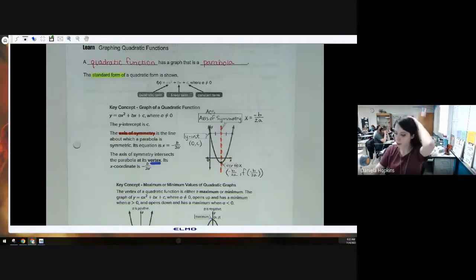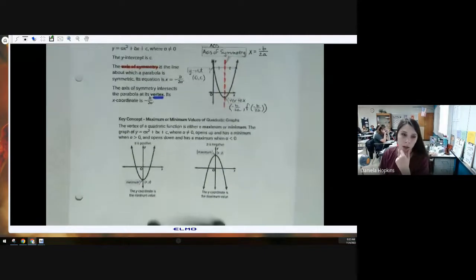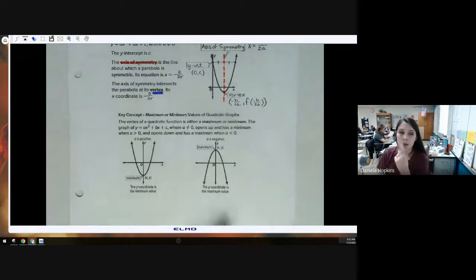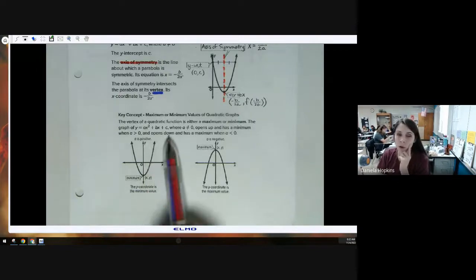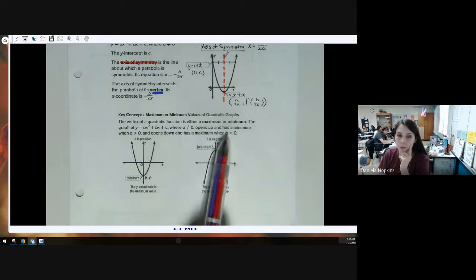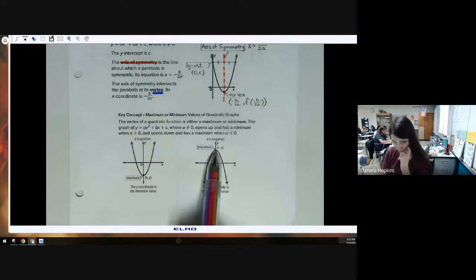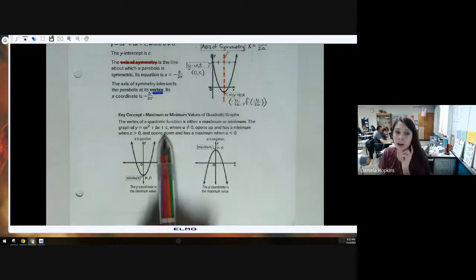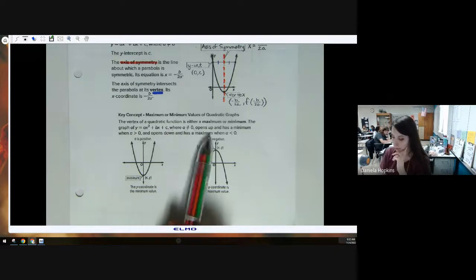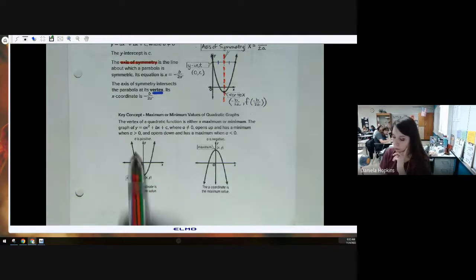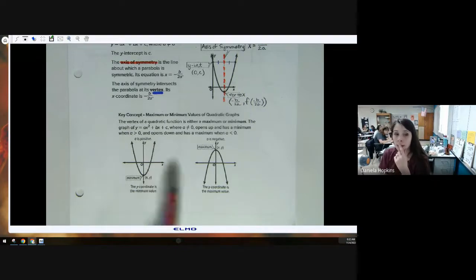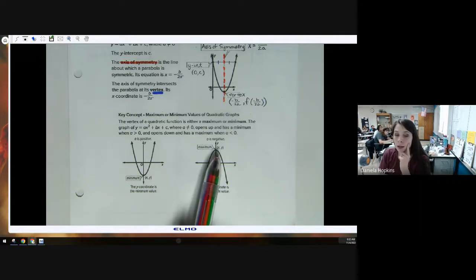Okay, this next part, maximum or minimum values of quadratic graphs. This is sort of obvious, but let's put some things in language too. The vertex of a quadratic function is either a maximum or a minimum, meaning it's a minimum if it's on the bottom, maximum if it's on the top. The graph of y equals ax squared plus bx plus c, where a is not 0, opens up and has a minimum when a is greater than 0, which is positive, and opens down and has a maximum when a is less than 0.